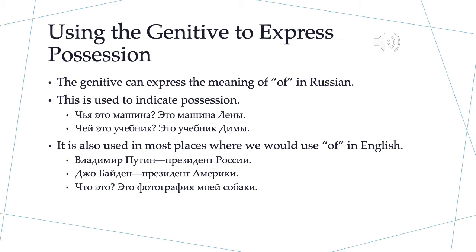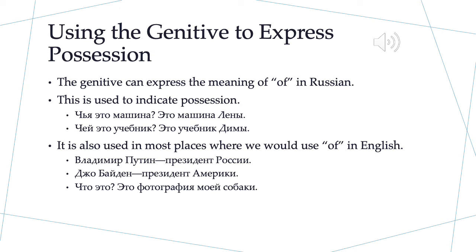And we can use the genitive in many other situations where we would say "of" in English. For example, Vladimir Putin, президент России. Vladimir Putin is the president of Russia. Joe Biden, президент Америки. Joe Biden is the president of America. Что это? Это фотография моей собаки. What is this? This is a photograph of my dog.